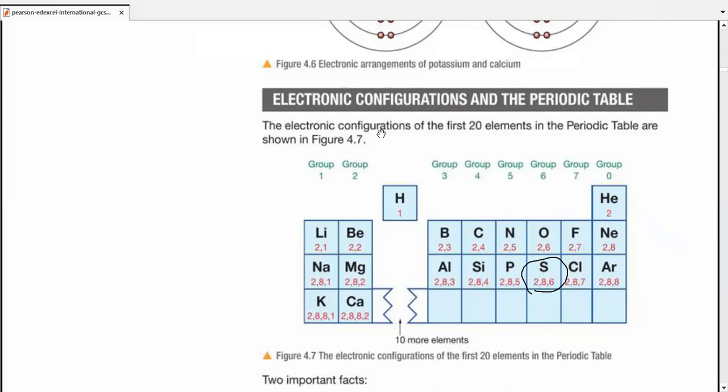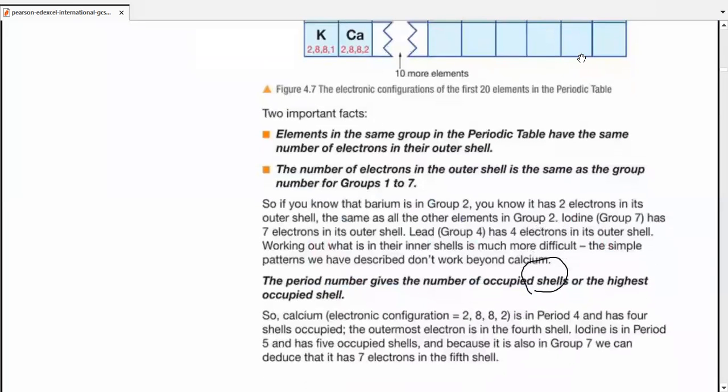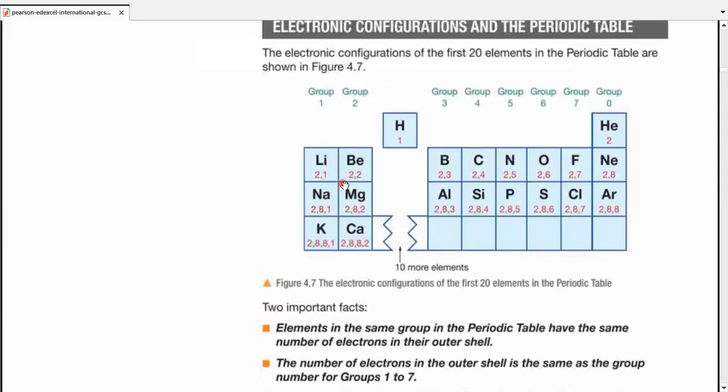Now, this page also states 2 important facts in the second half. Elements in the same group in the periodic table have the same number of electrons in their outer shell. Take a look. 1 electron in the outermost shell, 1 in the outermost shell, 1 in the outermost shell. Why? Because they're in group 1. 2 electrons in the outermost shell, the last number, I'm talking about this 2. 2 in the outermost shell, 2 in the outermost shell. Why? Because they're in group 2.